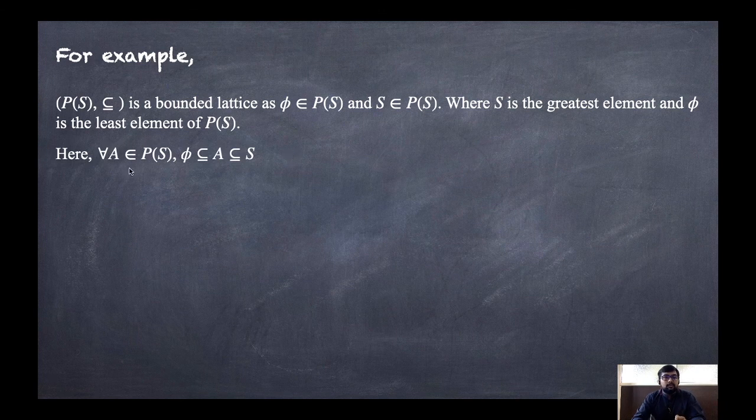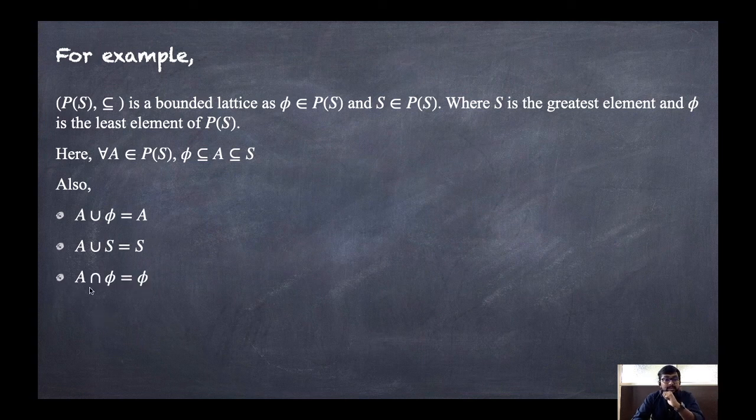Now for every A belonging to P of S, A is in between phi and S. So it is clear. Also, see these four properties. Whatever the set A is, if you take the union with phi, you will get A. Next, A union with S: S is the greatest element, so you will get their union as S.